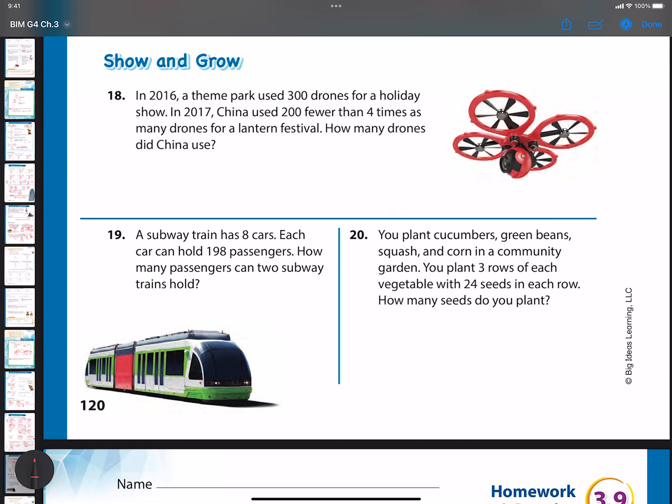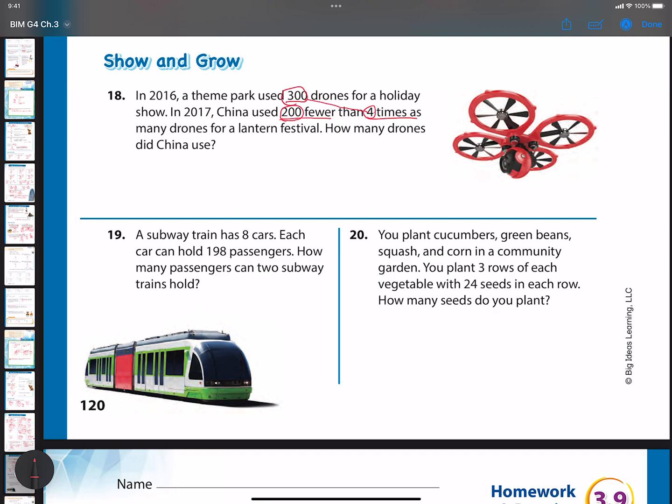In 2016, a theme park used 300 drones for a holiday show. In 2017, China used 200 fewer than 4 times as many drones for the Lantern Festival. How many drones did China use? Okay, so 200 fewer means what? Yes, you need to subtract after you find out 4 times 300.